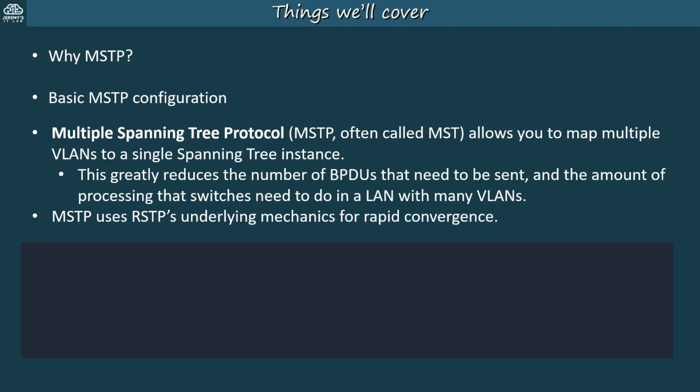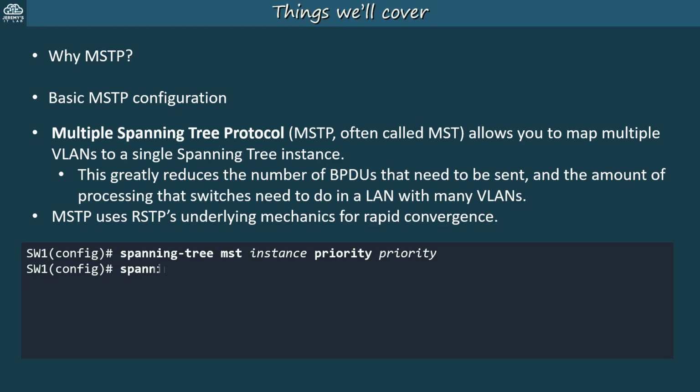Finally, here are the main commands we covered in this video. We listed some more in the previous slide, but these are the ones we actually used in this video. Use spanning-tree mst, the instance ID, and then priority, and the priority value, to configure the switch's priority for the specified MST instance. Use spanning-tree mst configuration to enter MST configuration mode, from which you can use instance, the instance ID, vlan, and then the VLANs you want to assign to the specified instance. In this video, we assigned VLANs 1 to 50 to instance 1, and VLANs 51 to 100 to instance 2.